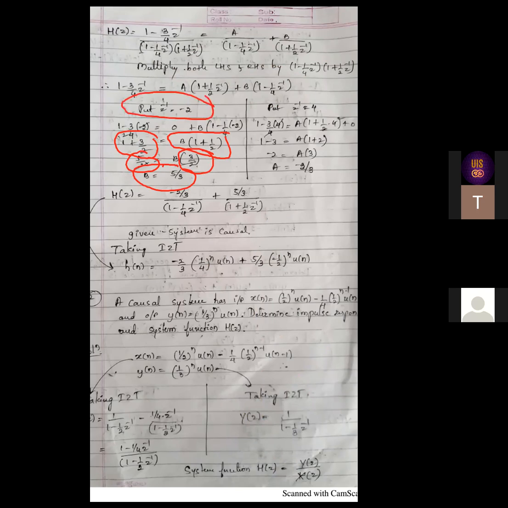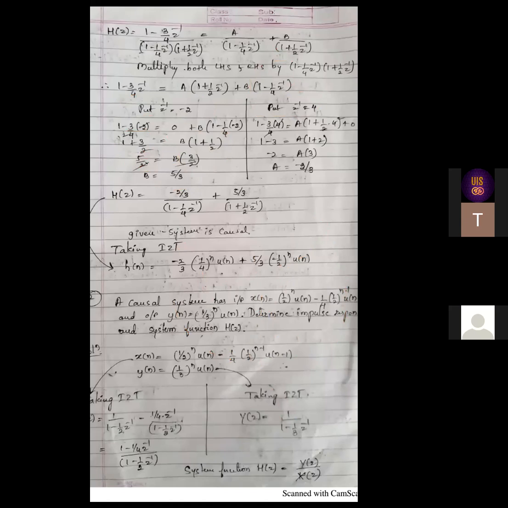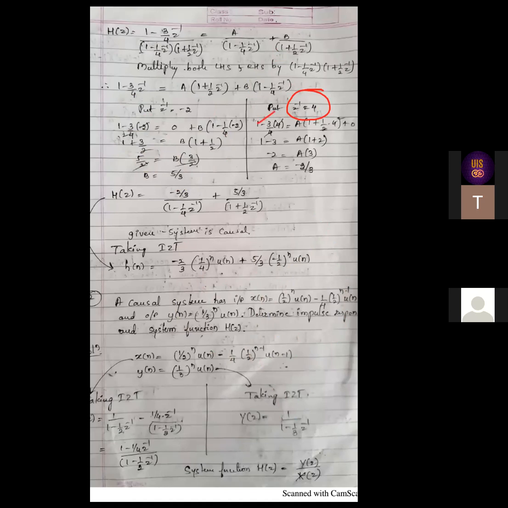Next time you put z inverse as 4. If I substitute z inverse as 4, I think b will go, 1 minus 1, 0. So b will go. If I substitute z inverse as 4, b will become 0. Just substitute at LHS and RHS. Simplify, 1 minus 3 is equal to a into 3. A will become minus 2 by 3.